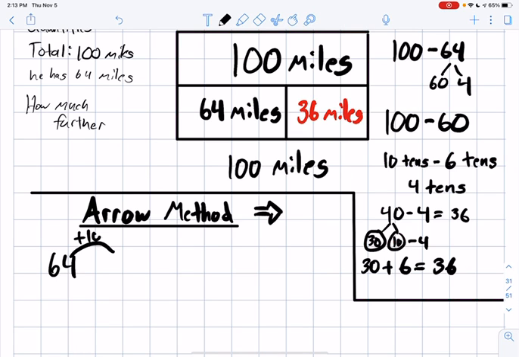So I'm going to add a 10, which is 74. I'll add another 10, which is 84. I'll add another 10, which is 94. And then I'll add another 10, which is 104.